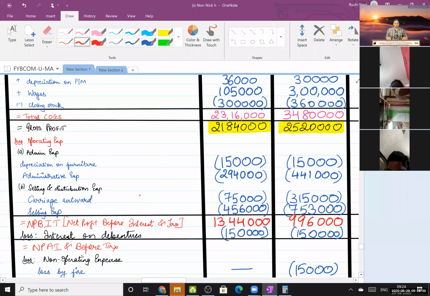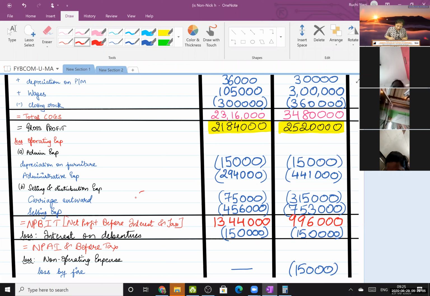नेक्स्ट इज इंटरेस्ट ऑन डिवेंचर्स. तो ये जो इंटरेस्ट ऑन डिवेंचर्स है ना, ये आप ऊपर भी ले सकते थे इधर अंडर फाइनेंशियल एक्सपेंस, एक और हेडिंग डाल के, फाइनेंशियल एक्सपेंस, और इसके अंडर में आप लिख सकते थे इंटरेस्ट ऑन डिवेंचर्स. But I told you not to do it that way. It is better to show it separately. Less interest on debentures.